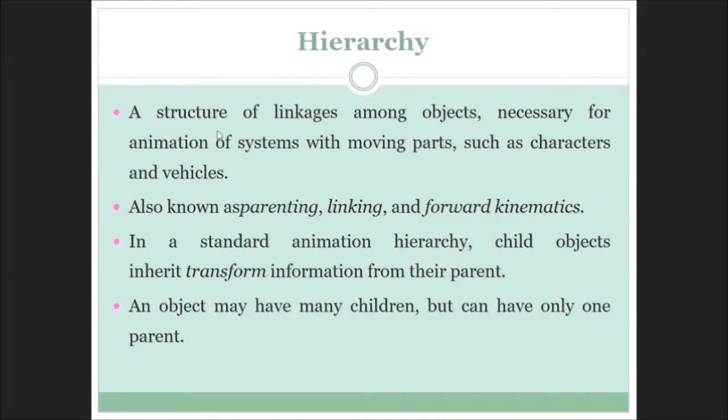Hierarchy, the structure of linkage among objects necessary for animation of systems with moving parts such as characters and vehicles. This is also known as parenting, linking, and forward kinematics hierarchy. So it is a standard animation hierarchy. In that particular case, child objects inherit the transform information from their parents. So an object may have many children but can have only one parent, right? Like this. This may be an example of a hierarchy.